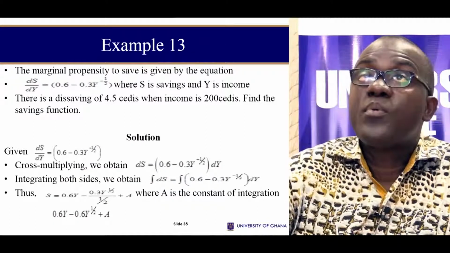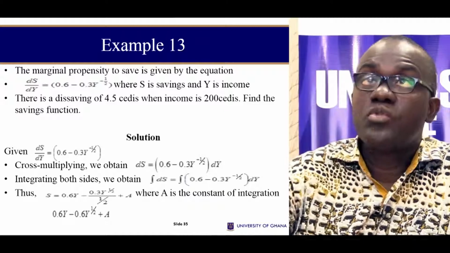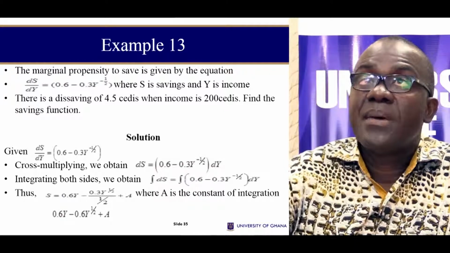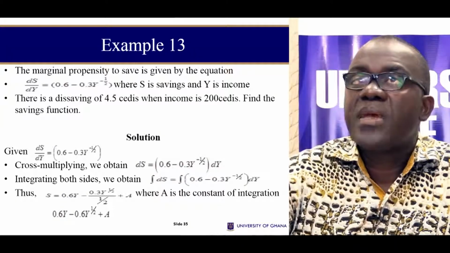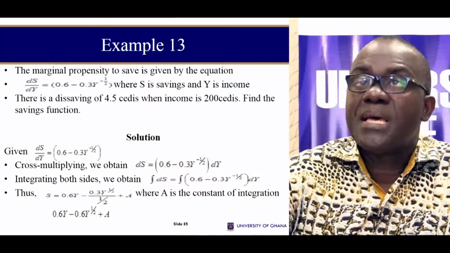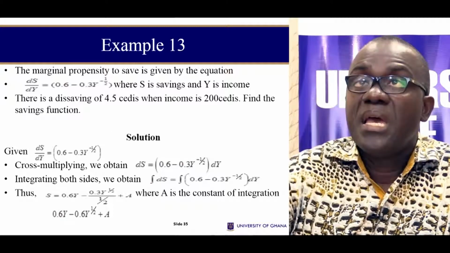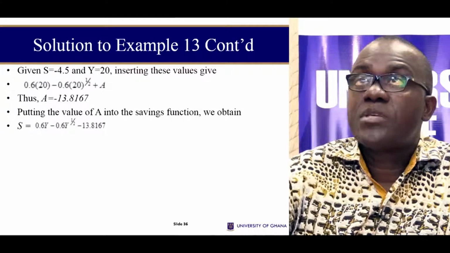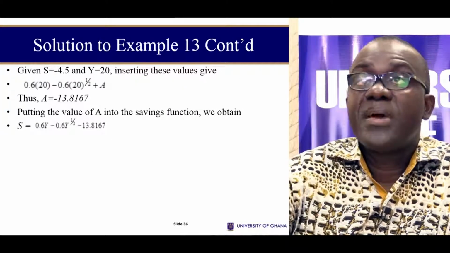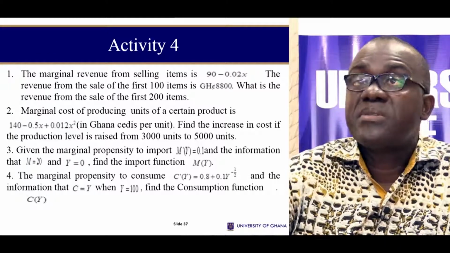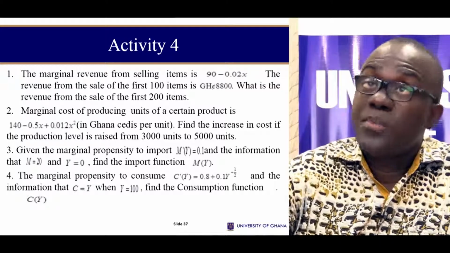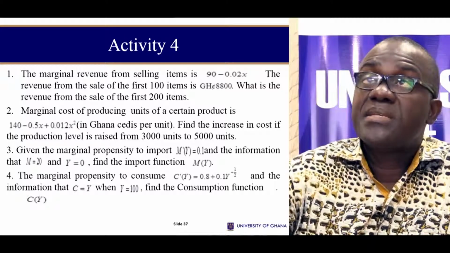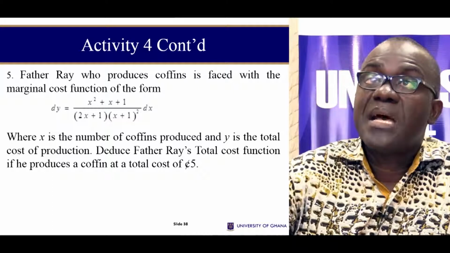There is also an example here where you have been given a marginal propensity to save, and then you are supposed to establish the savings function. The solution is simply provided here, and there's an activity for you which you have to spend some time and work on yourselves. And then if there is anything, let's meet at the chat room and discuss.